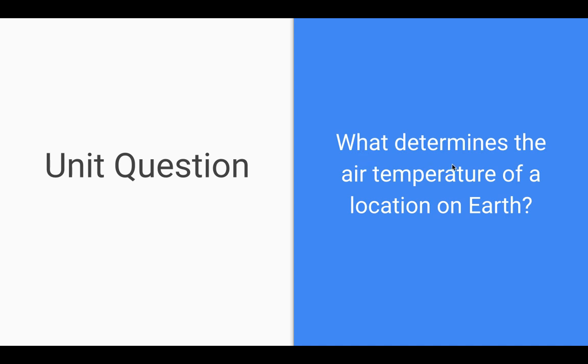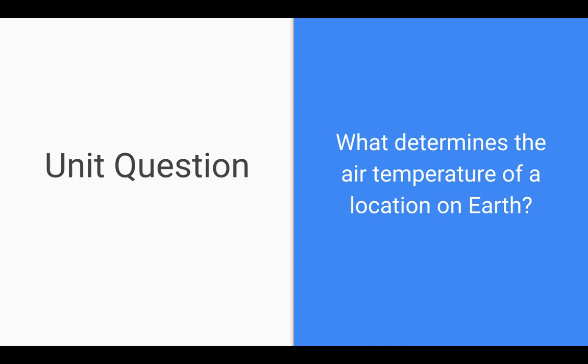So, what determines the air temperature of a location on Earth? Think of any location on Earth. Think of Long Beach, California. Think of Dallas, Texas. Think of Miami, Florida. Think of Beijing, China, or Tokyo, Japan, or Paris, France. These are all different locations on Earth.